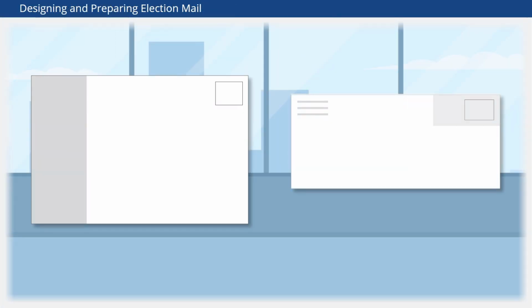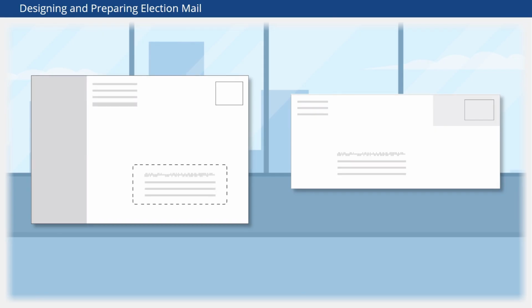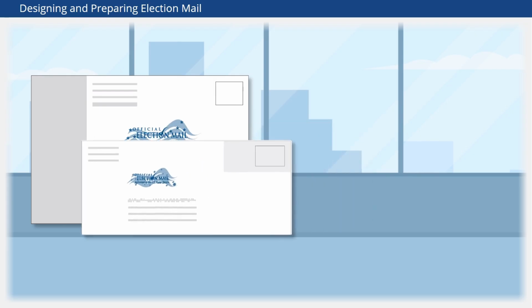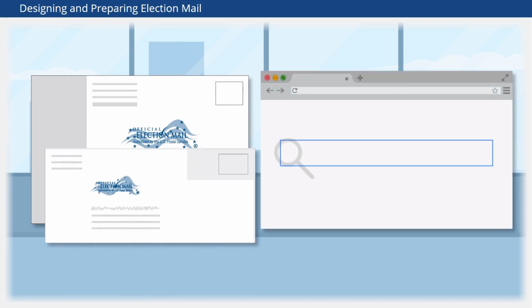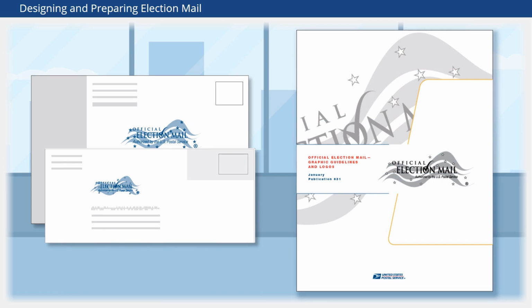When designing and preparing election mail, there are a few key things to remember. We've already talked about one of them. Be sure to include the election mail logo on your official mailings. If you have questions about where and how to use the logo, you can find more information in Postal Service Publication 631, which discusses graphic guidelines and logos.